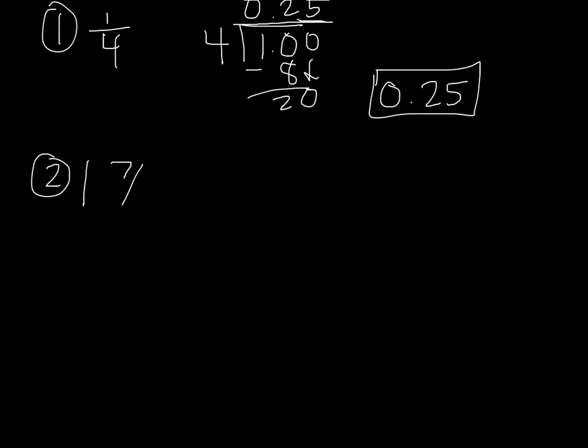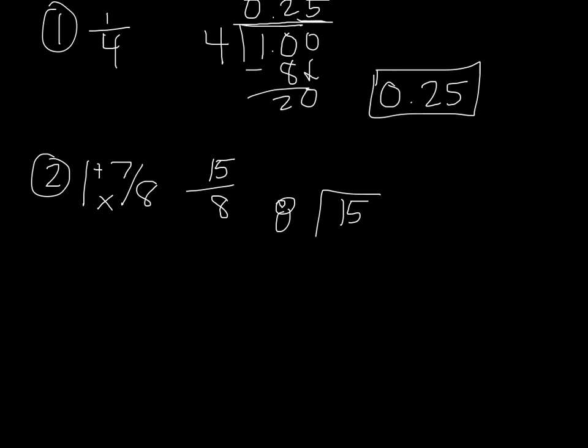1 and 7/8. Okay, so for this one, we are going to circle up. Remember our friend circle up, where we do 8 times 1 plus 7. So 8 times 1 is 8. 7 plus 8 is 15. So my new fraction, my improper fraction, would be 15/8. Okay, so again, now I just do top divided by the bottom. Now this one looks a lot better.